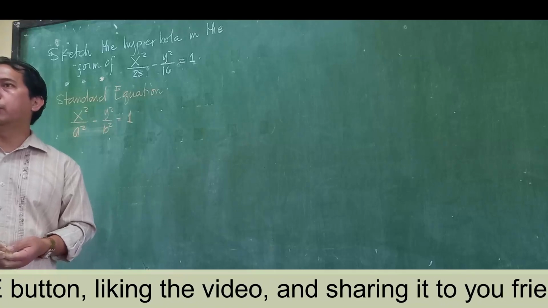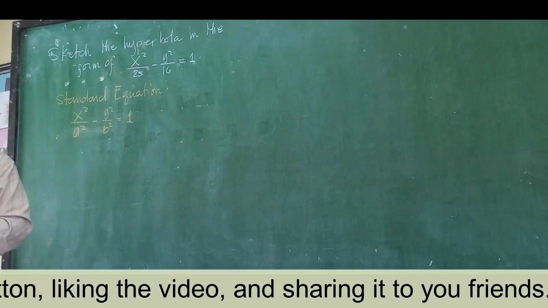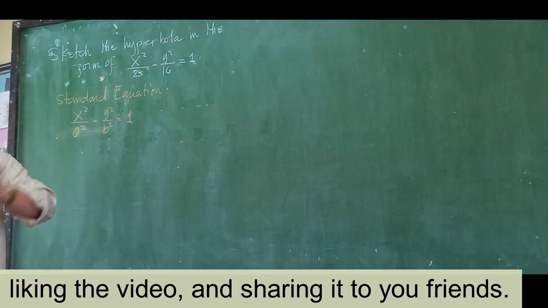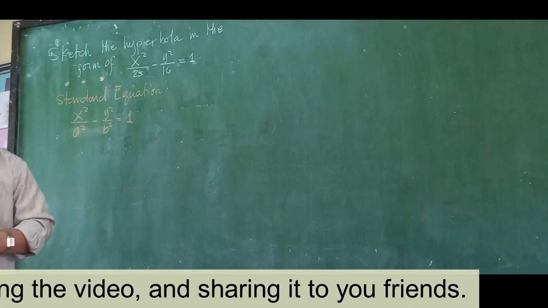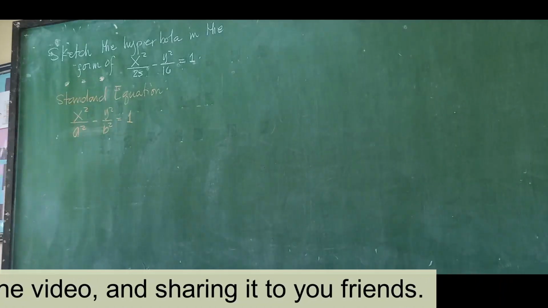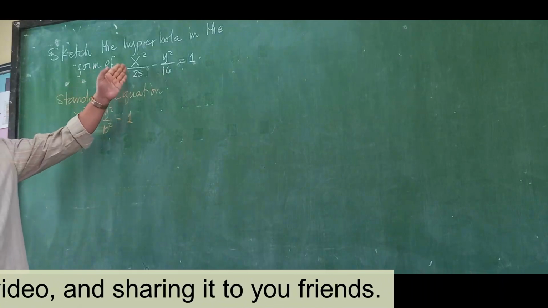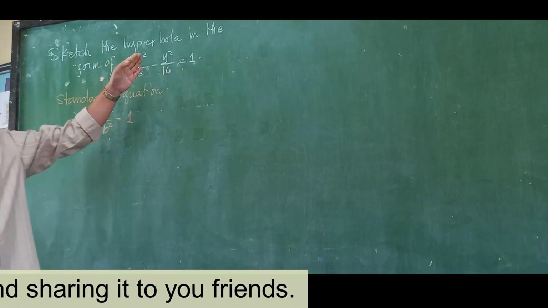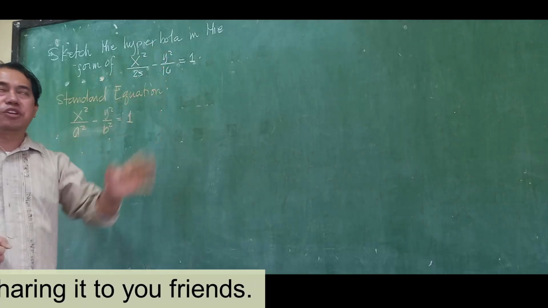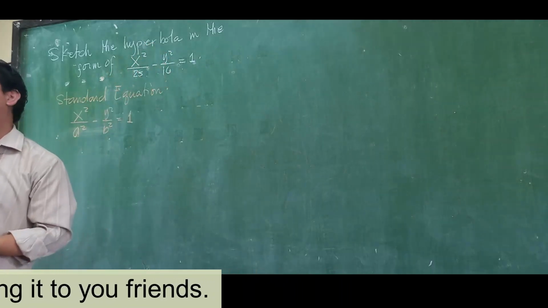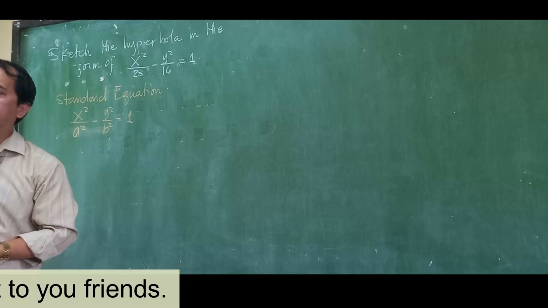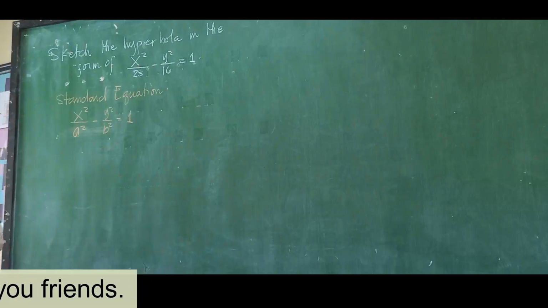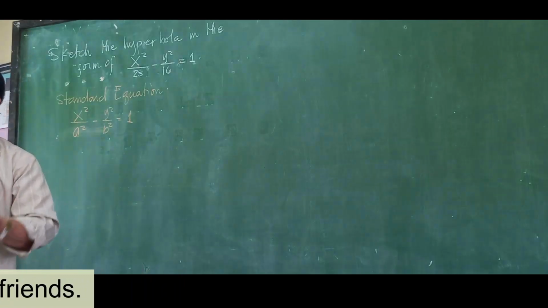Okay, so notice that we have in here a sample for us to apply what we've been discussing. We have x raised to 2 over 25 minus y raised to 2 over 16 equated to 1. Now, how are you going to sketch that one? Definitely, you look for the value of A, the value of B, and compute for C.